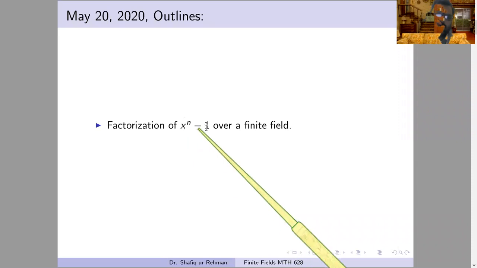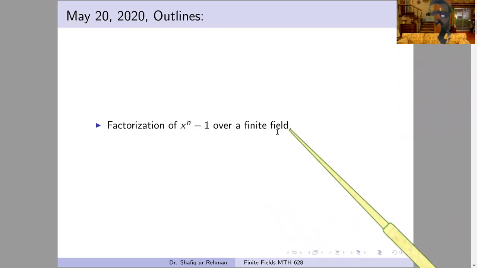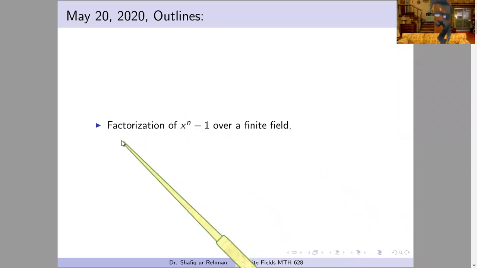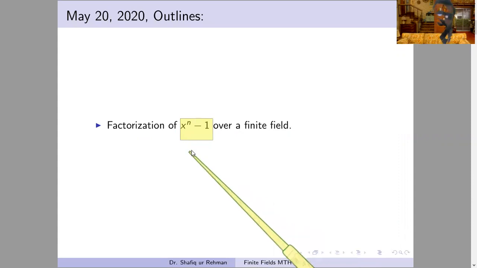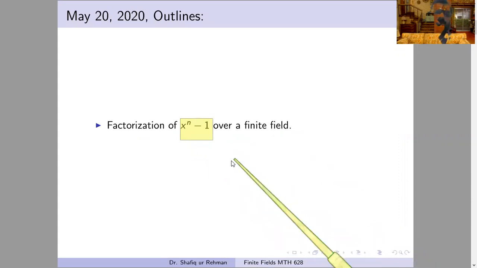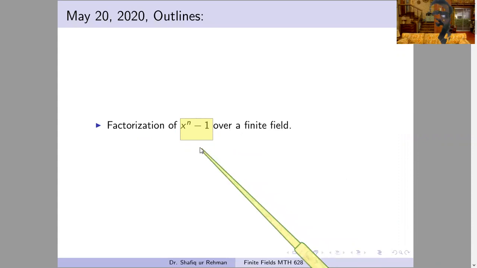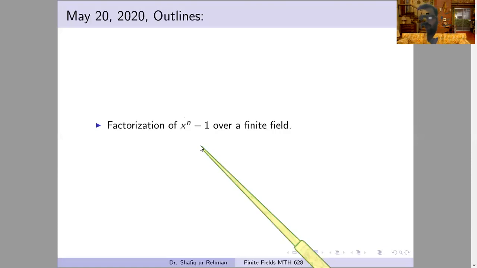Dear students, in this lesson, we will learn how to factorize polynomials of the form x^n - 1 over a finite field. That is, we will learn how to factorize this type of polynomial into monic irreducible polynomials over a finite field. And this type of factorization is very important for the study of cyclic codes over a finite field.